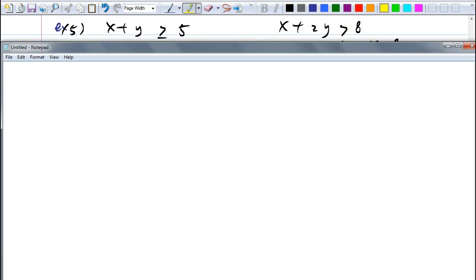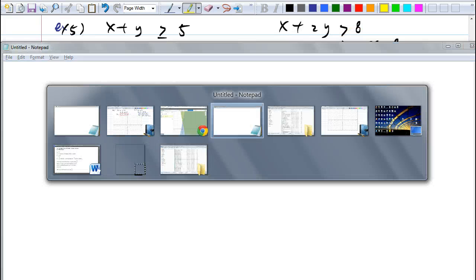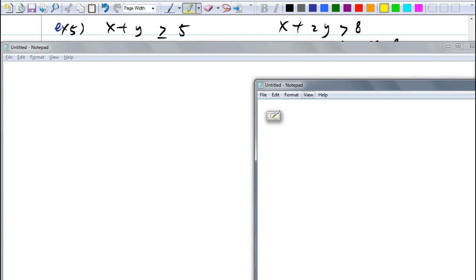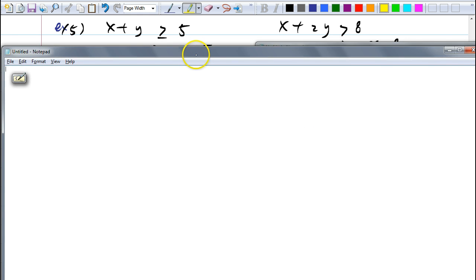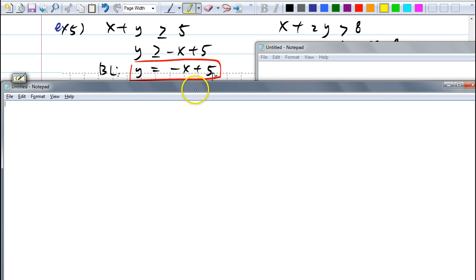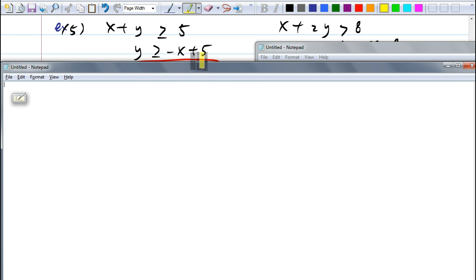Alright, Samuel, over here. What is the first boundary line that you got? Don't we have to get the boundary lines? Let's see if we got this. What did you get for the first? Y is greater than or equal to negative x plus 5. Would you all agree, guys? That's the inequality we get.